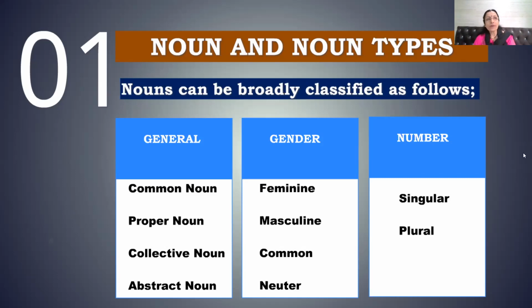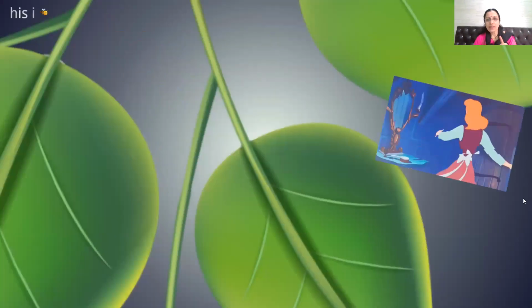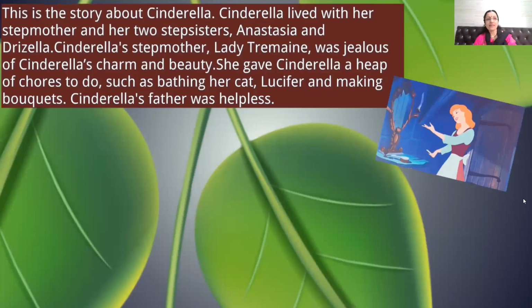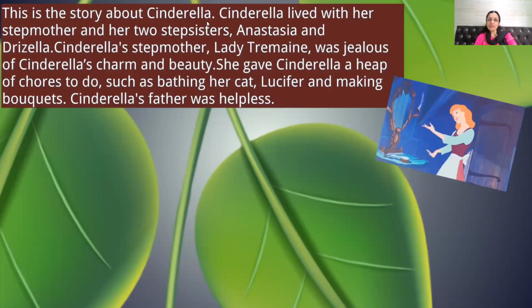Then number, singular and plural. You have to know that ox does not become oxes, it becomes oxen. Now let's go further. Very quick one. There's a story here about Cinderella. You have to identify the different types of nouns. This is a story about Cinderella.